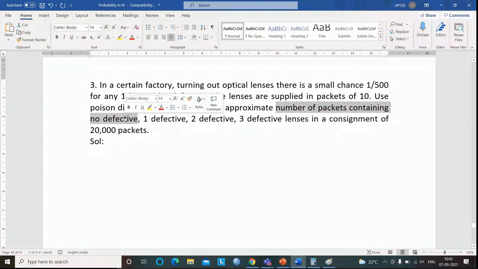Out of 20,000 packets, they are asking us to find out, with each packet consisting of 10, how many packets have perfect lenses, that means no defective at all. How do we find that out? We know that in Poisson distribution, by using the formula, we can find the probability, but not the number of packets. But they're asking us to find out of 20,000, how many packets there are.